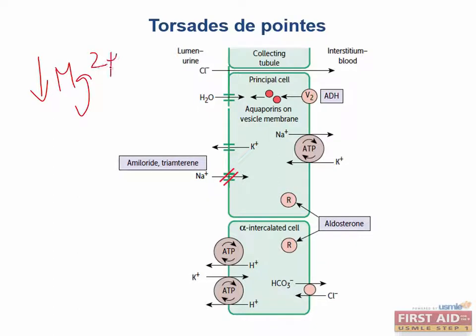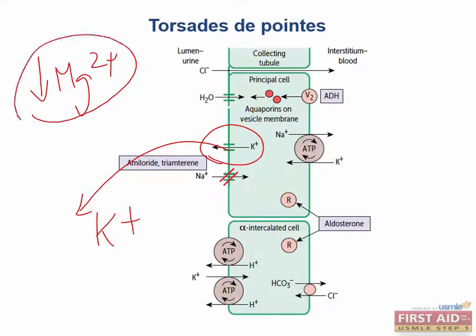The reason this happens is that magnesium is crucial in limiting the amount of potassium that leaves from the principal cells of the convoluted tubule via this channel. So low magnesium means lots of potassium flows out of these principal cells into the urine. Low potassium predisposes you to QT prolongation, predisposing you to torsade de pointes. Now, how do you treat it? Well, replace what's being lost. Give them magnesium, right? So, can you remember another condition that we treat with magnesium sulfate?